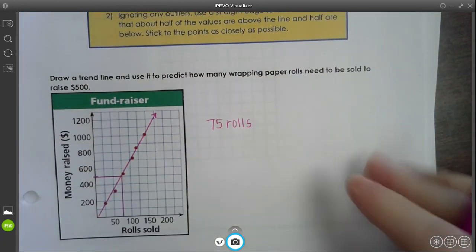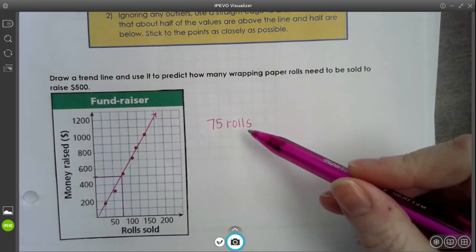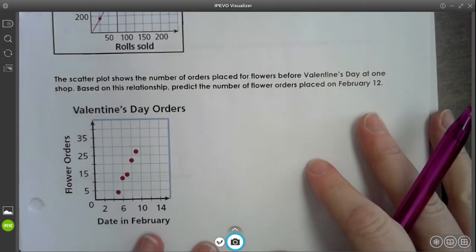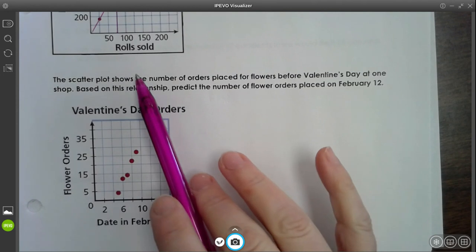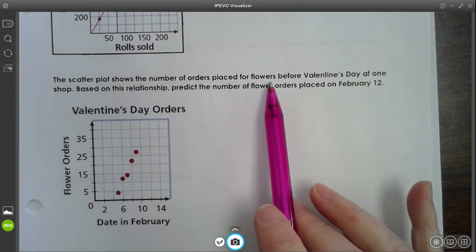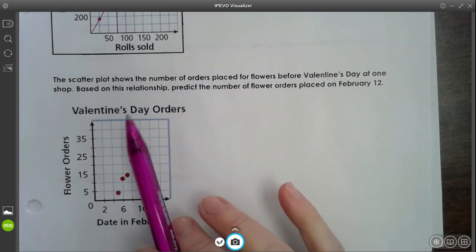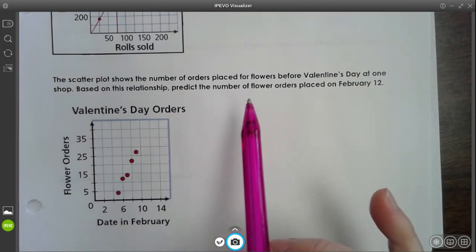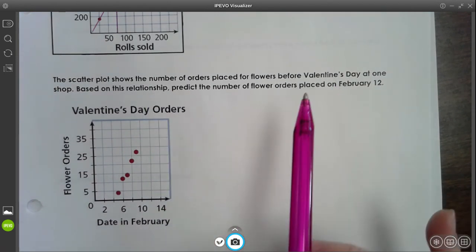Okay, again, is yours going to be exactly the same? It might or it might not be, but we should all be pretty close. Okay, the next one says, this scatter plot shows the number of orders placed for flowers before Valentine's Day at one shop. Based on this relationship, predict the number of flower orders placed on February 12th.